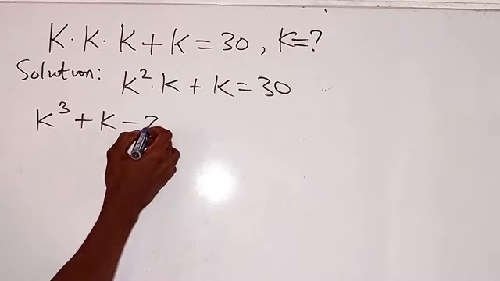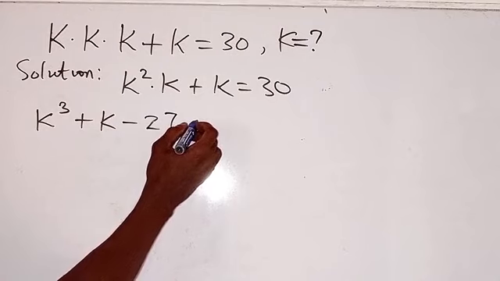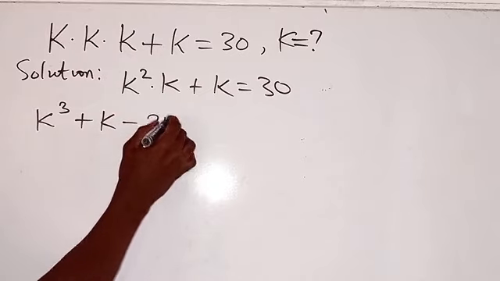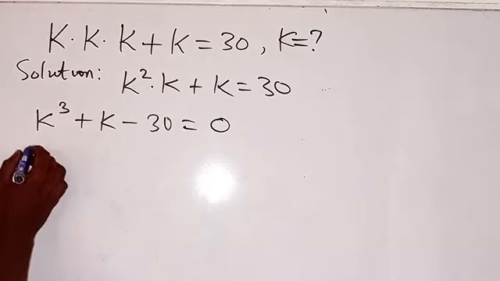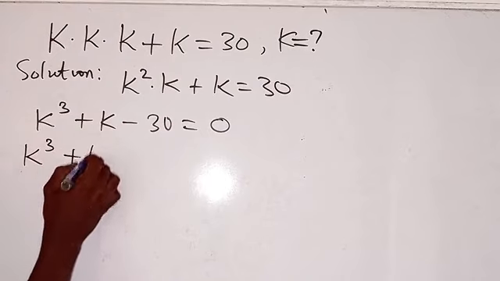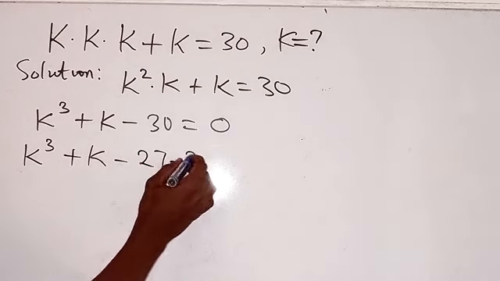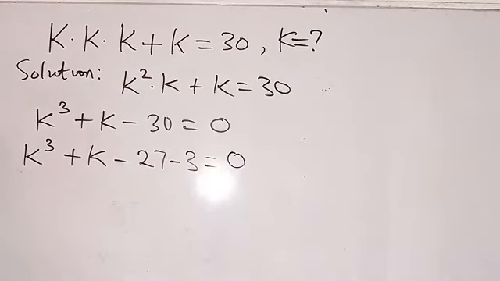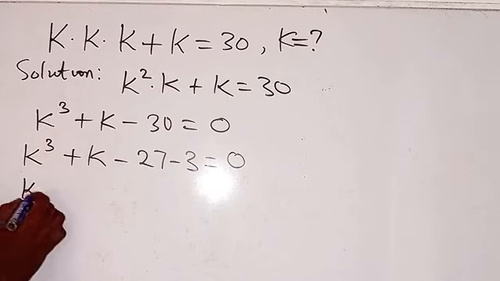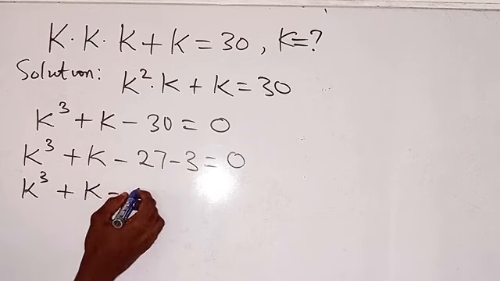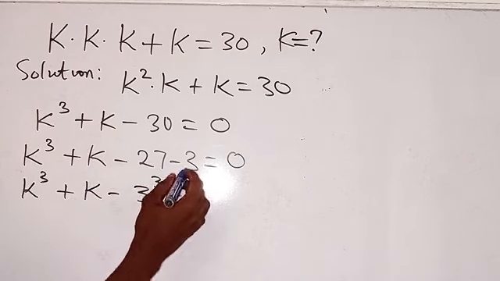We're going to have 27 minus what? Okay, let me take it first. So we have 30 equals 0. So here we have K to the power of 3 plus K, and we can rewrite this 30 as 27 minus 3 equals 0. Right, so from here we have K to the power of 3 plus K. I can also rewrite this 27 as 3 to the power of 3.